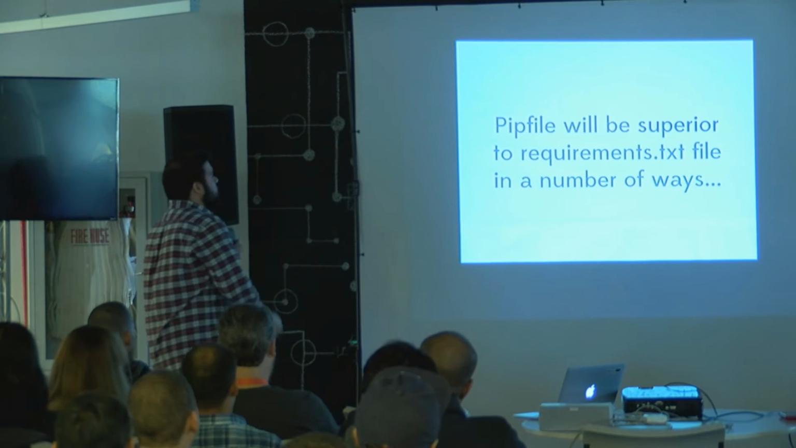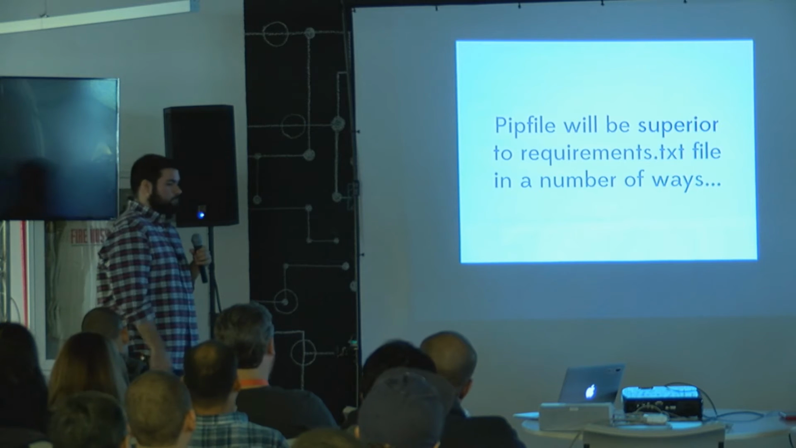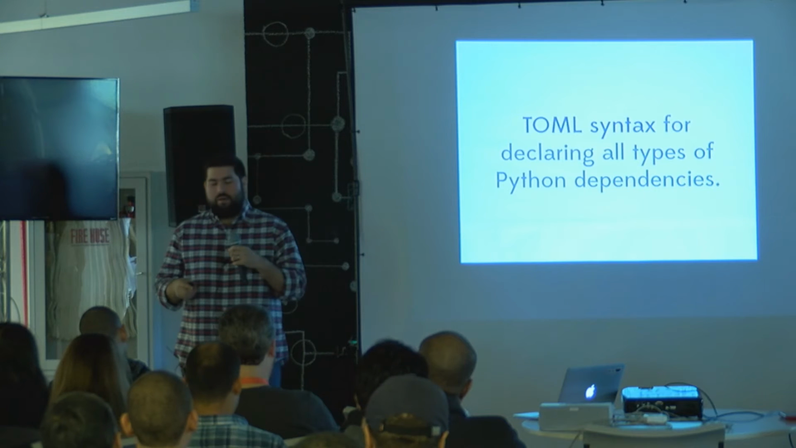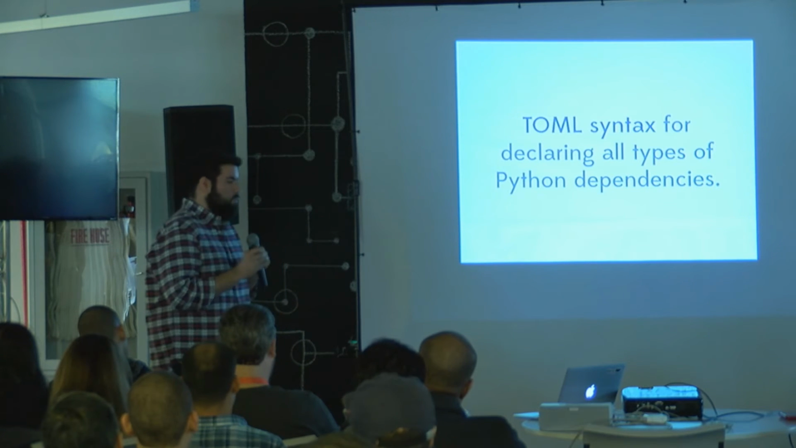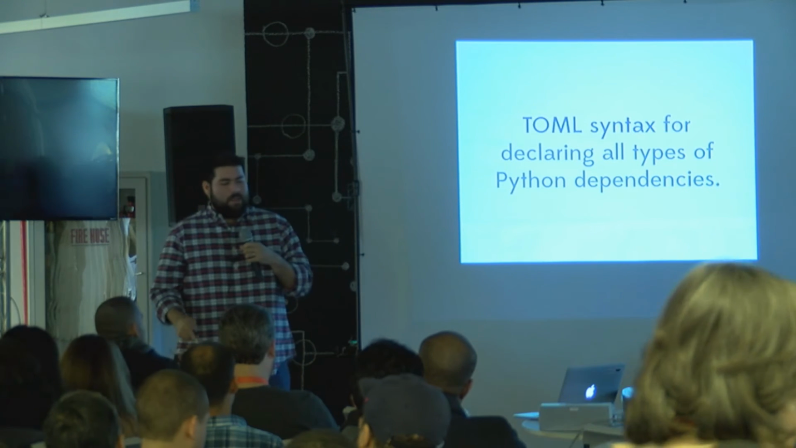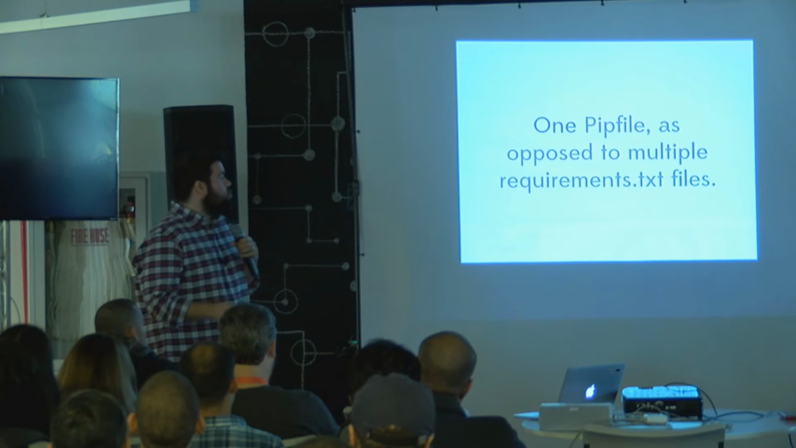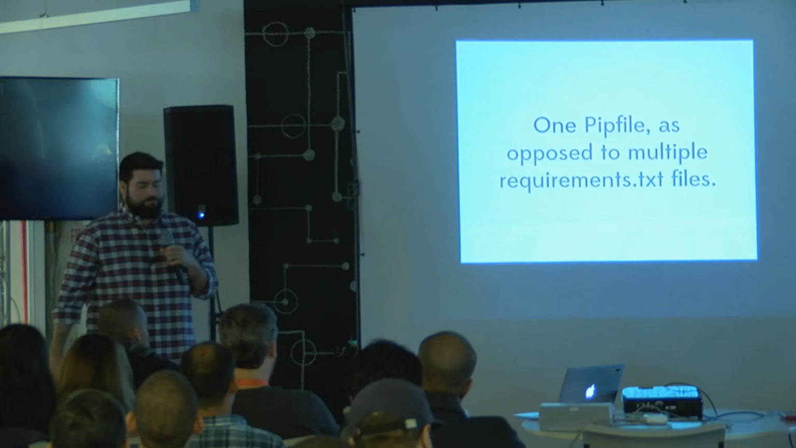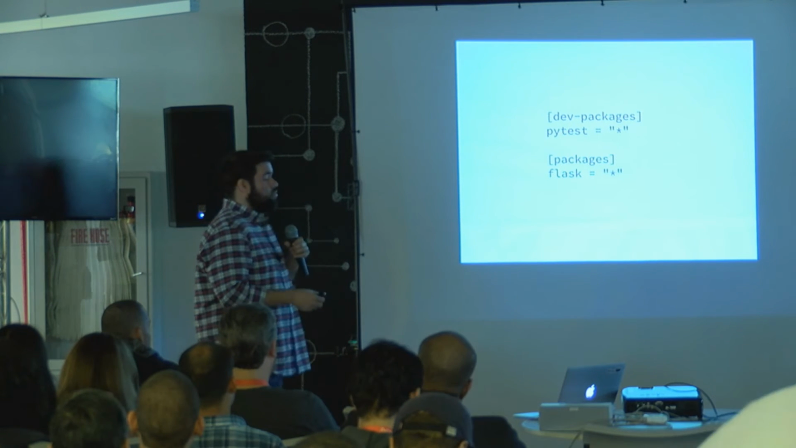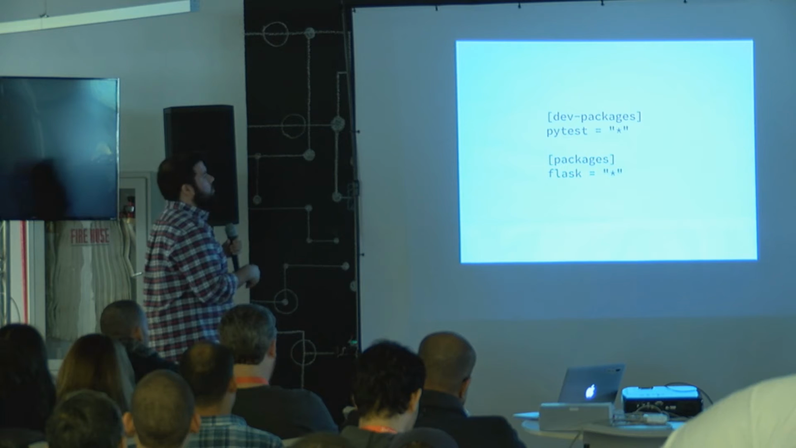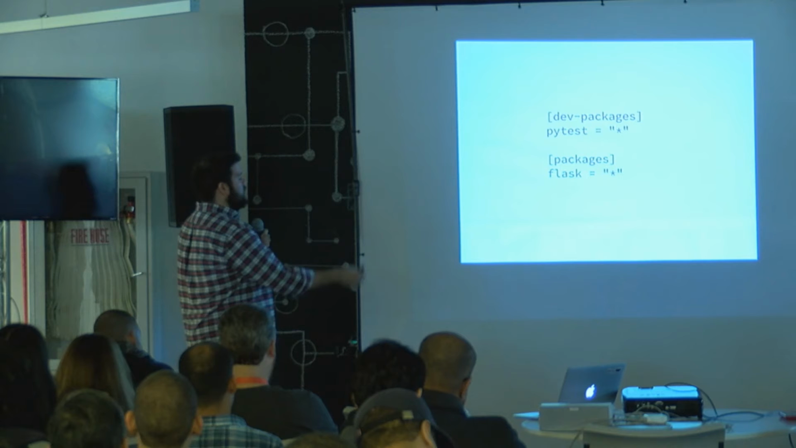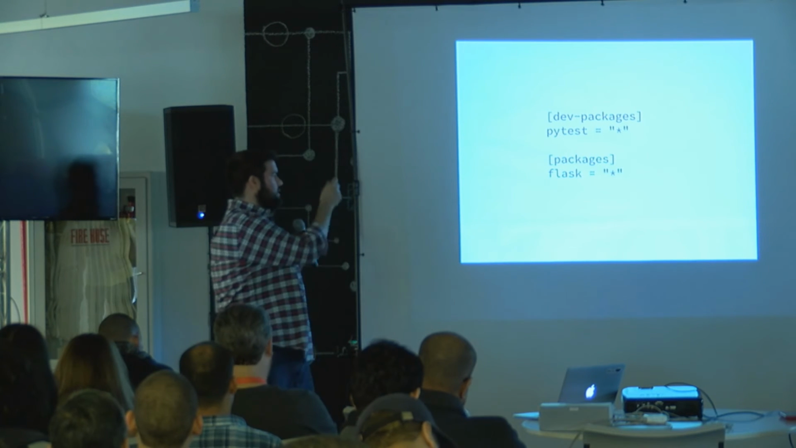Pipfile will be superior to requirements.txt files in a number of ways. It will use the TOML syntax for declaring all types of Python dependencies, like our default dependencies, our development dependencies, our staging dependencies, our production dependencies. And we'll have one Pipfile as opposed to multiple requirements.txt files. Now, a Pipfile looks like this. Similar to our Cargo.toml, similar to our package.json. We have our development-specific packages, and we have our default packages. In this case, it's PyTest and Flask.